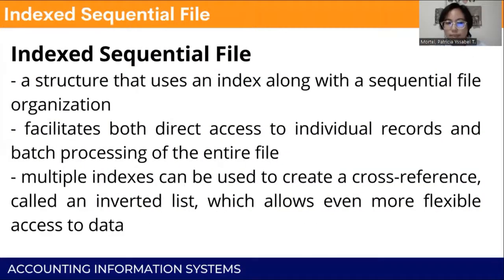Relational databases are based on the index sequential file structure. This structure uses an index along with a sequential file organization. It also facilitates both direct access to individual records and batch processing of the entire file. Multiple indexes can be used to create a cross-reference called an inverted list, which allows even more flexible access to data.